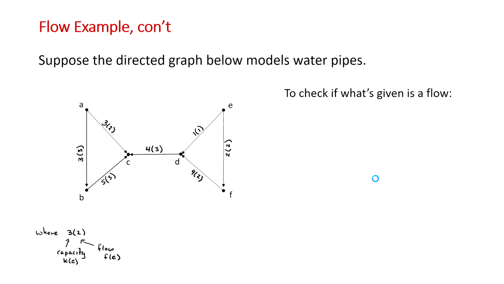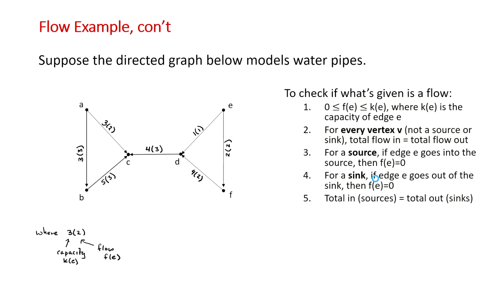That's the value, or how much water we're physically trying to push through that segment of pipe, that edge. Okay. Now, to check to see if this whole thing actually is a flow, you'll go through and check to make sure that those numbers inside the parentheses actually meet the criteria that we need to be a flow. So here's the list of those 5 criteria that we just had.